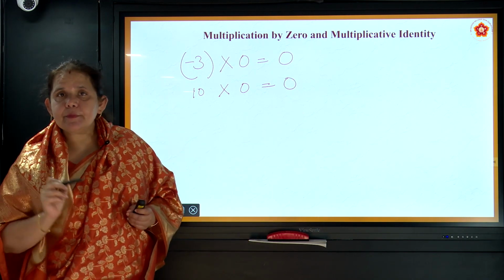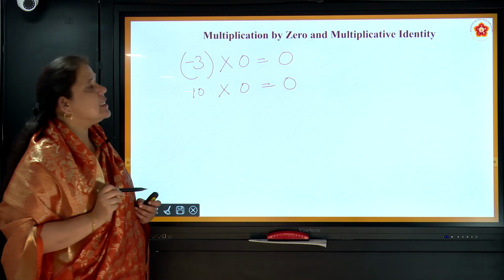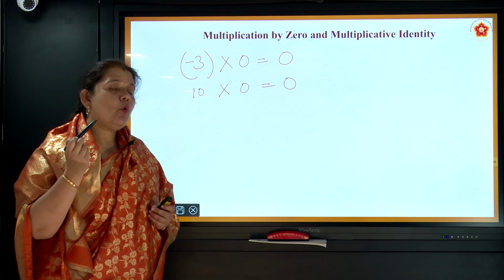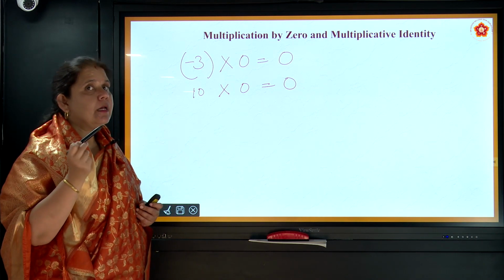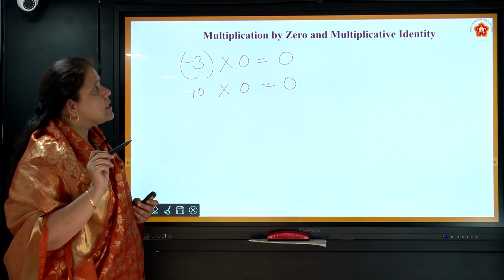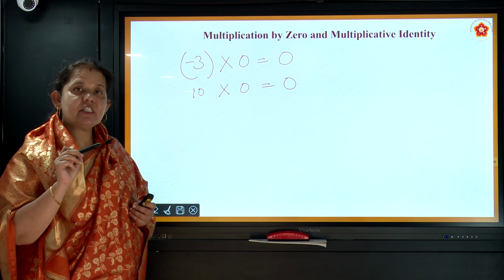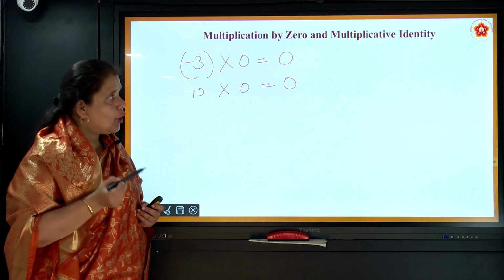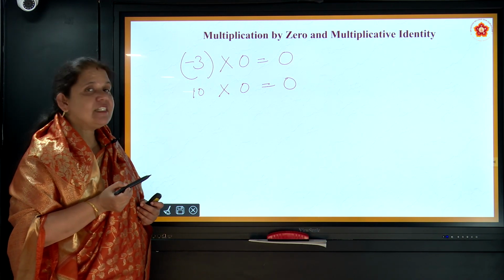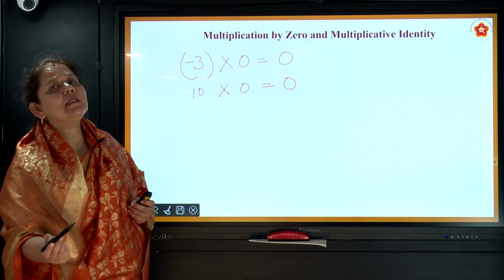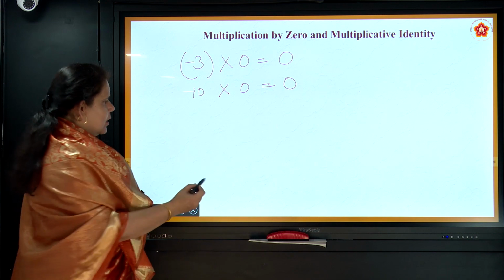There is another term that you need to know, that is multiplicative identity. Just try to recall what was additive identity. 0 was the additive identity, because whenever we add 0 to a number, the number remains unchanged. Now, what is multiplicative identity? What should be multiplied by a number so that the number remains unchanged?